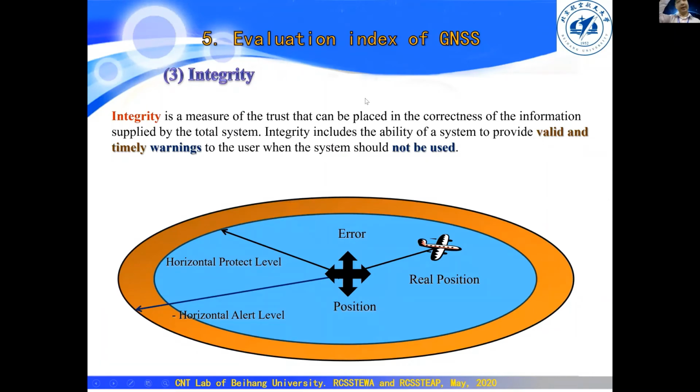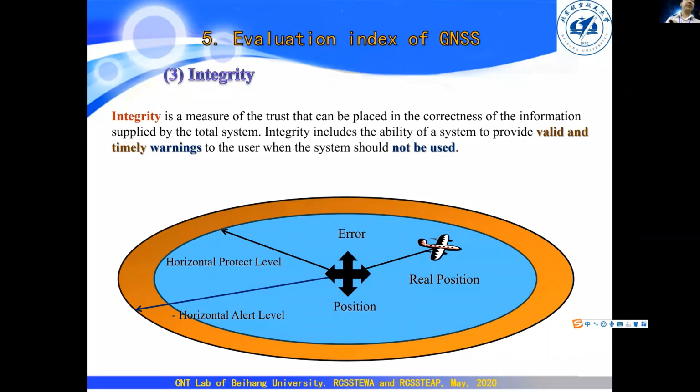And the third one is about integrity. Integrity is the criterion to measure how much trust can be placed in the correctness of the information. So that means if the receiver gives you output, is this output valid? Is it true? Is it correct? If it's not true, we need to warn the user as early as possible so users don't use the system. Integrity is very important in aviation.